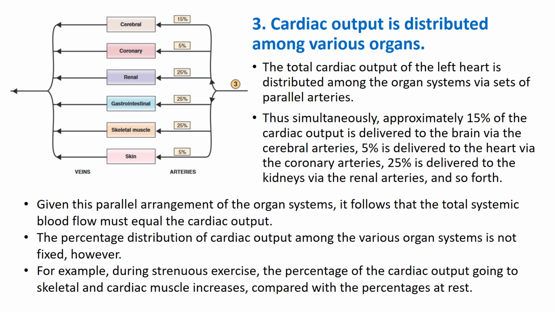Given this parallel arrangement of the organ systems, it follows that the total systemic blood flow must equal the cardiac output. The percentage distribution of cardiac output among the various organ systems is not fixed, however. For example, during strenuous exercise, the percentage of the cardiac output going to skeletal and cardiac muscle increases, compared with the percentages at rest.